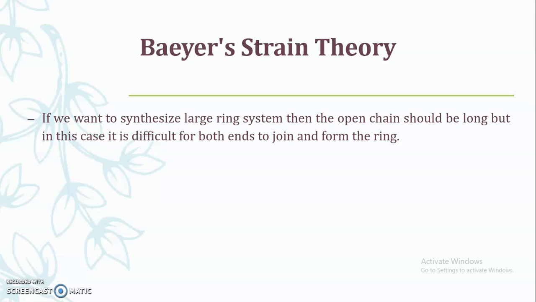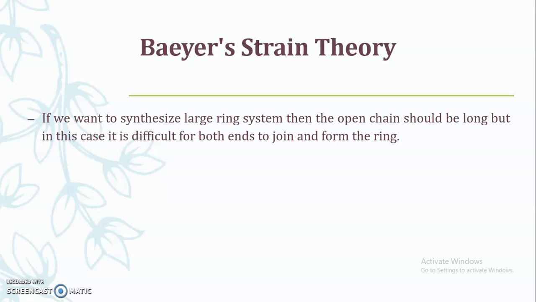If we want to synthesize large ring systems, then the open chain should be long, but in this case it is difficult for both the ends to join and form the ring. These are the different things that Baeyer has already explained. According to him, we are not able to synthesize these large ring systems, but if we want to synthesize them, then the open chain should be long, yet it is difficult for both the ends to join and form the ring.